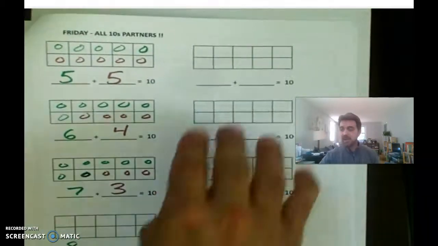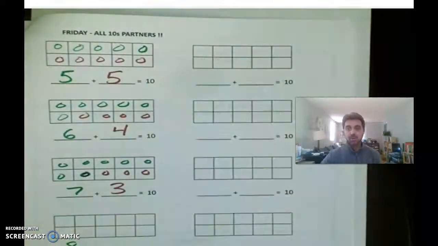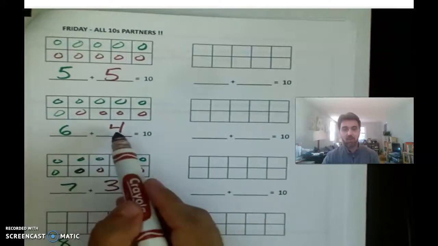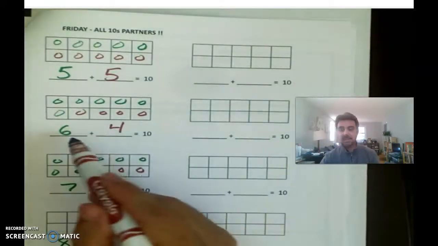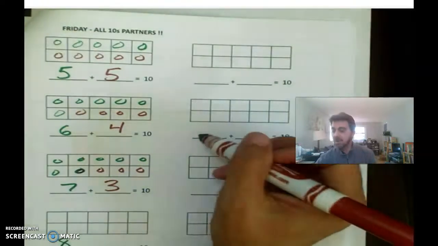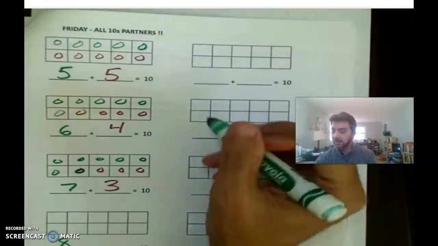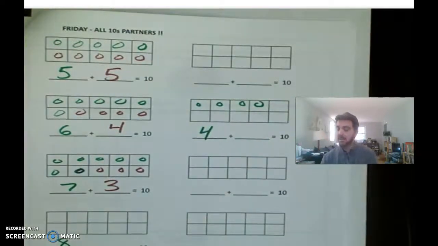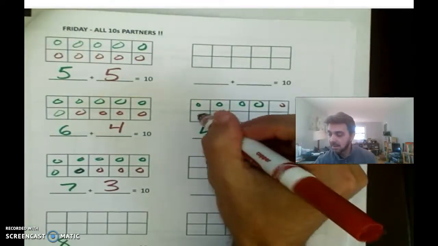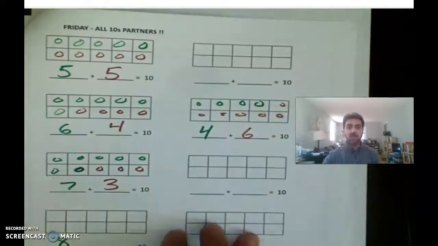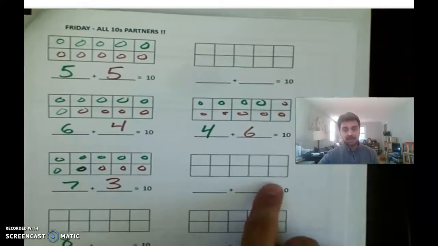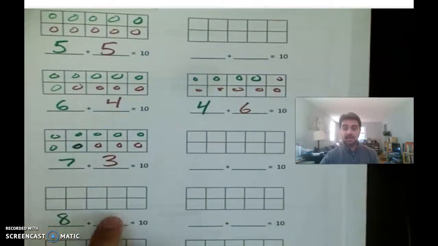All right, and then over here, we're going to do the switch of that. So for example, if you look at 6 and 4, right? 6 and 4 makes 10, but so does 4 and 6. Okay, so right next to it, you would do the other one. So here you would do 3 and 7. Here you would do 8 and what?